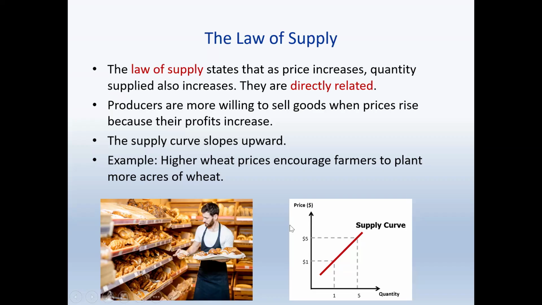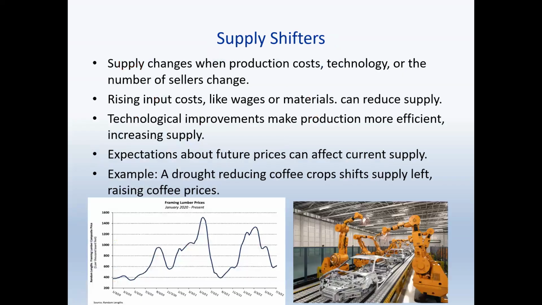Once again, we see price on the vertical or the y-axis, quantity per time on the horizontal or x-axis. And here you can look at an example of 2 points. When the price of croissants is $1, the quantity supplied is relatively small. When the price of croissants goes up to $5 because the desirability goes up, we see the quantity supplied increases. This results in an upward sloping supply curve.